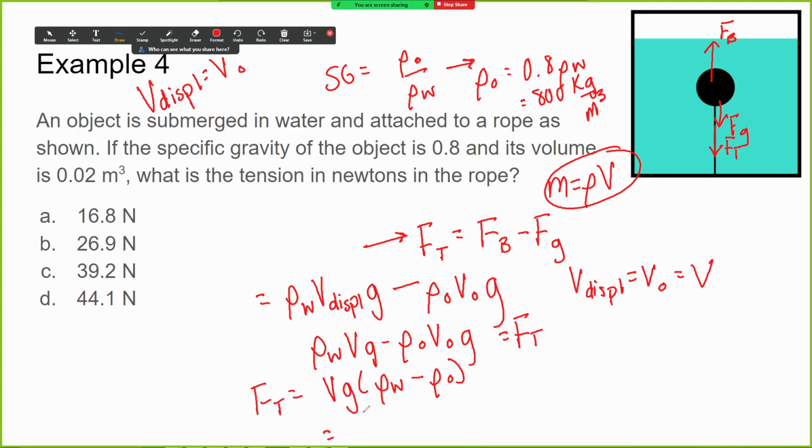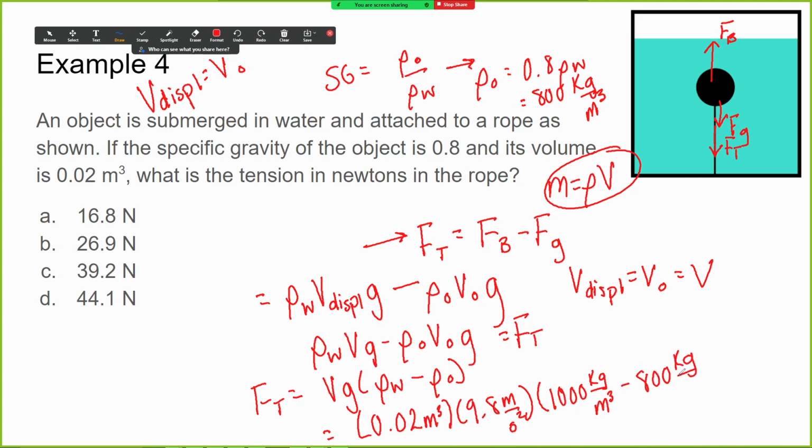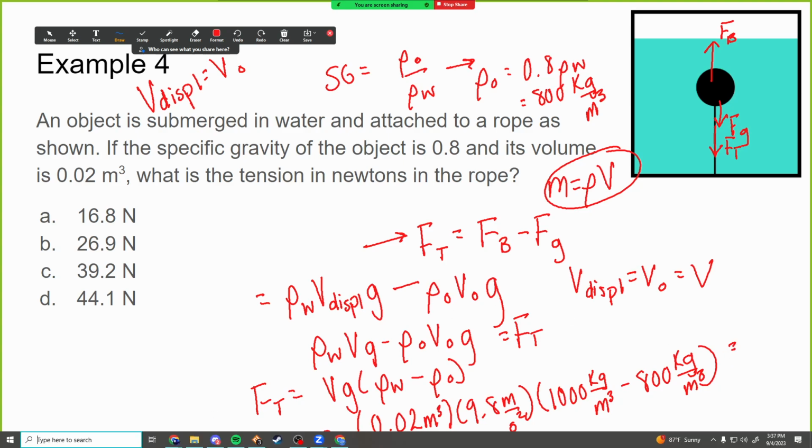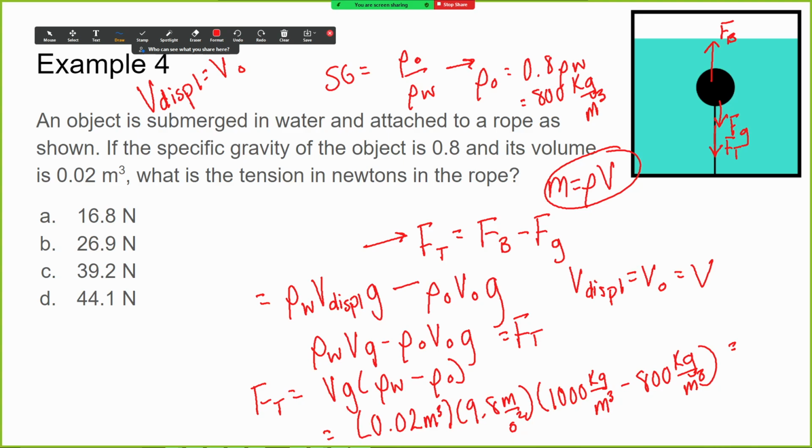So we're told in the problem that the object has a volume of 0.02 meters cubed, times g. And then we just take a difference in the densities. So we have 1,000 kilograms per meter cubed minus 800 kilograms per meter cubed, and that's just 200. So when you calculate this out, I got cut off on my PDF here, so give me 1 second to calculate it. You will get an answer of 39.2 newtons.